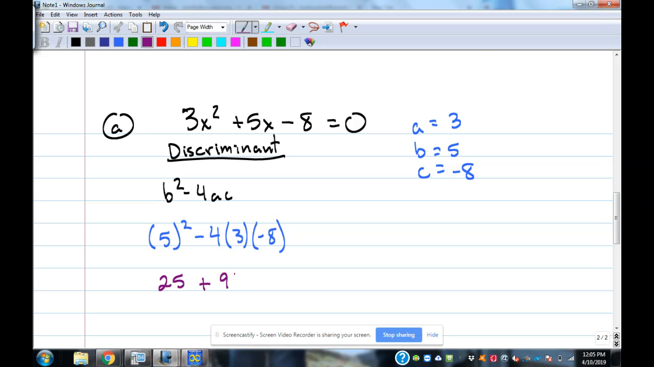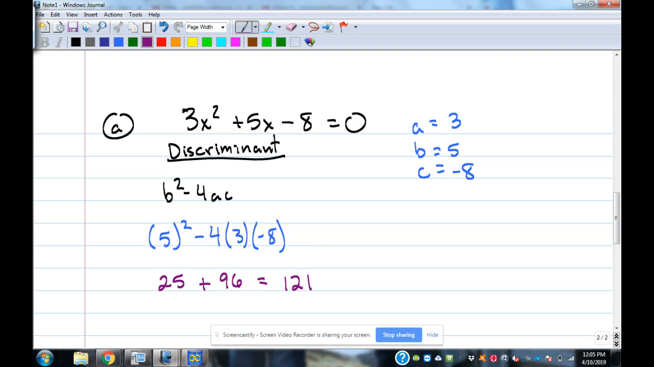Almost. 96. Because it was negative times a negative, it turned to a plus right there. We all remember those rules. Now we just add these together. What's 25 plus 96? 121. What kind of number is that?